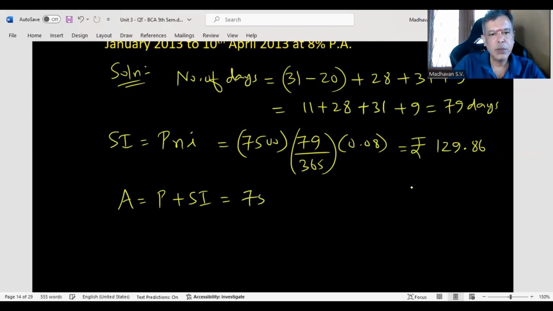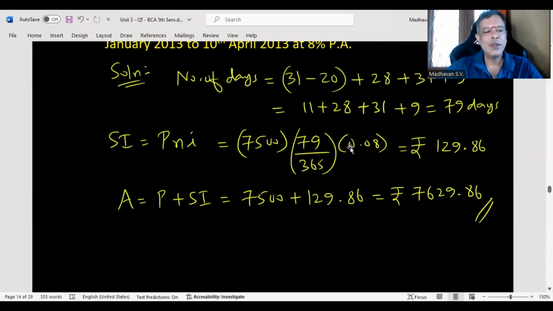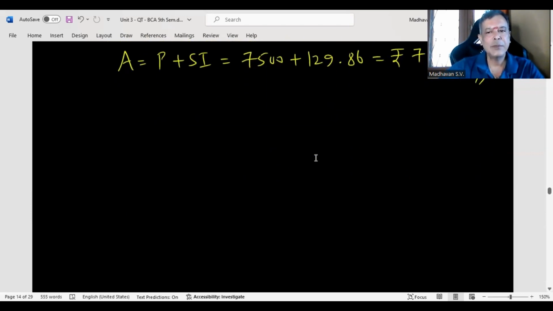Now we need to calculate the amount A, which is nothing but principal plus simple interest, and that will be 7,500 plus 129.86. That will be rupees 7,629.86. So that is the solution for this particular problem. Let us move on to the next.